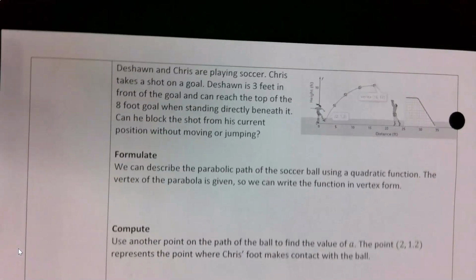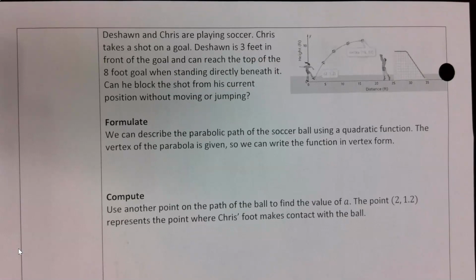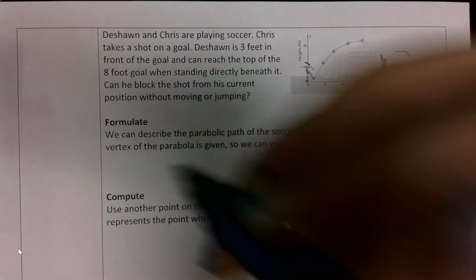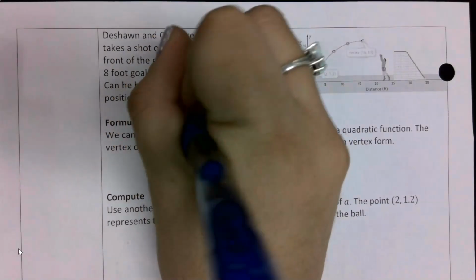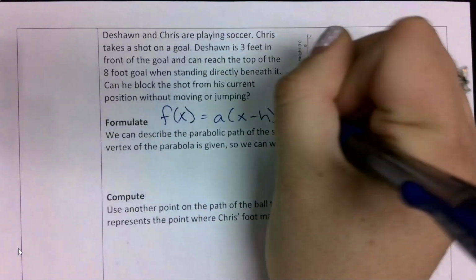On the back side, I have Deshawn and Chris are playing soccer. Chris takes a shot on goal. Deshawn is 3 feet in front of the goal and can reach the top of the 8-foot goal when standing directly beneath it. Can he block the shot from his current position without moving or jumping? So I'm going to rewrite my formula over here, just so I have it. I have f of x equals a times (x minus h) squared plus k.